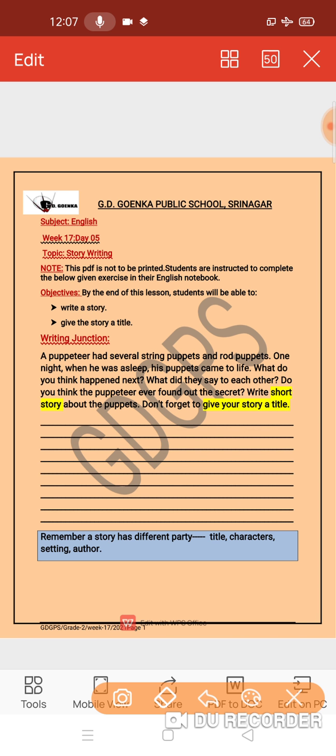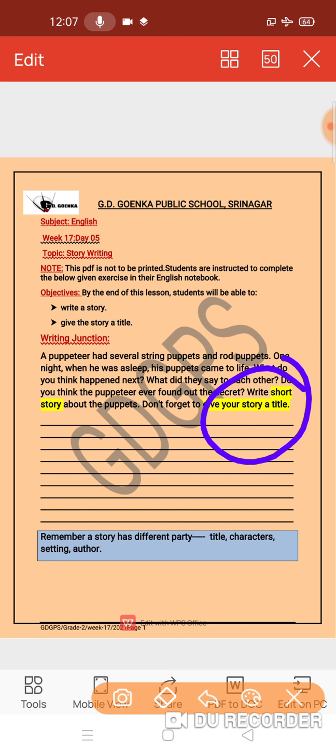Okay? For example, you can write it like this: Once upon a time, there was a puppeteer. He had two puppets. He was sleeping, and his puppets came alive. Then you have to think yourself and write the story about the puppets yourself. What do you think they did? What do you think they talked to each other about? But remember, you have to give a title as well.